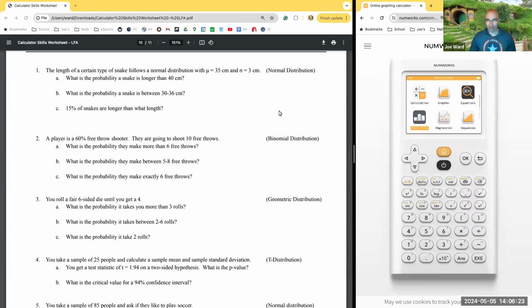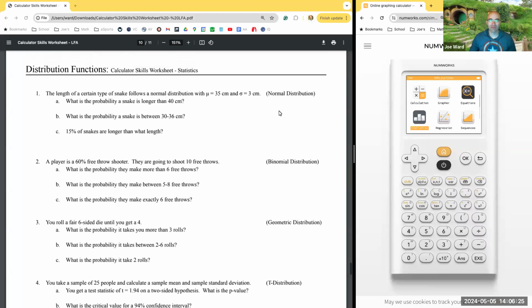Hey, and welcome back. Now we're going to look at the distribution function. So we're skipping past sequence and we're going to the distributions function. Again, this is something you'd be doing specifically in AP statistics. You go in here, there's a bunch of distributions you learn about.